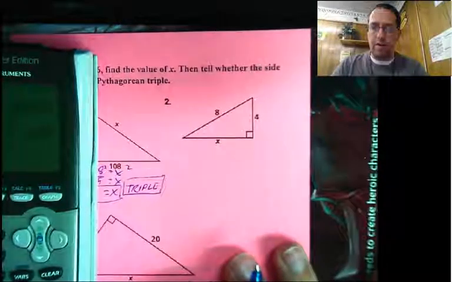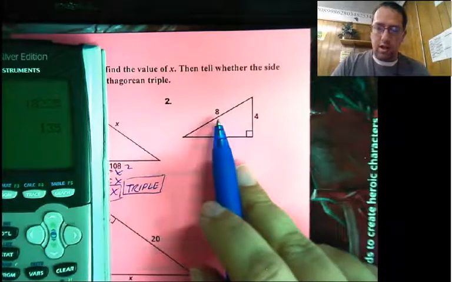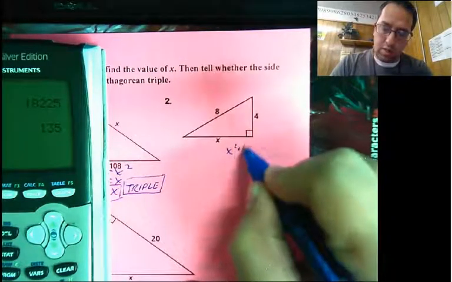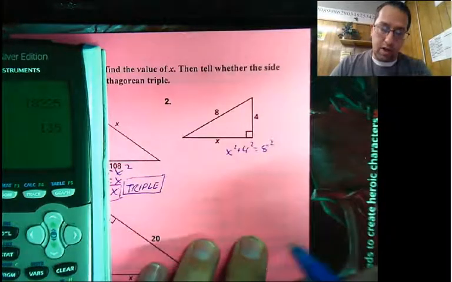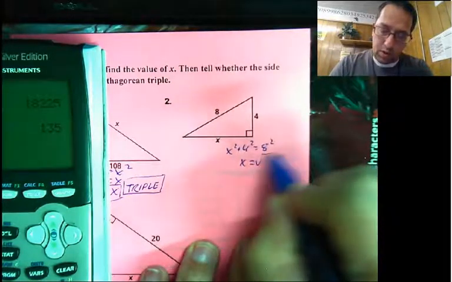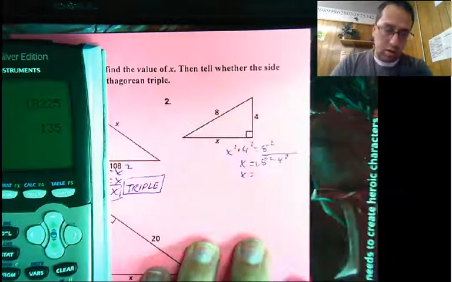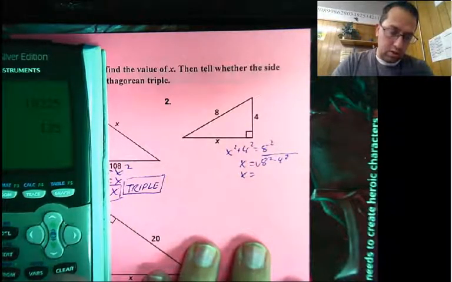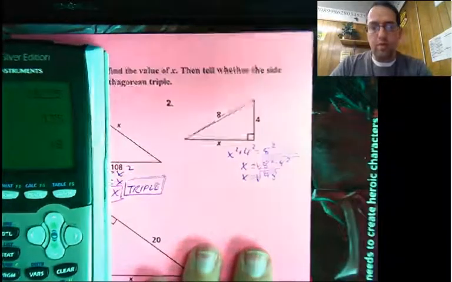Number 2, we have 8, 4, and x. Now on this one, 8 is my long side, right? 8 is my c. So what I have here is x squared plus 4 squared equals 8 squared. I'm solving for x, so of course we're going to subtract the 4 squared over there. And we're going to end up with x equals the square root of 8 squared minus 4 squared, which is, let's see here, 8 squared minus 4 squared. We get 48. So we have the square root of 48.